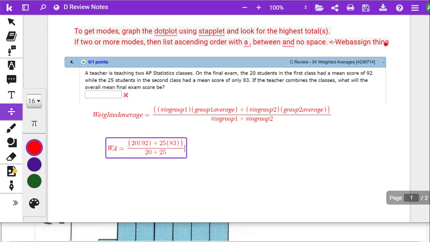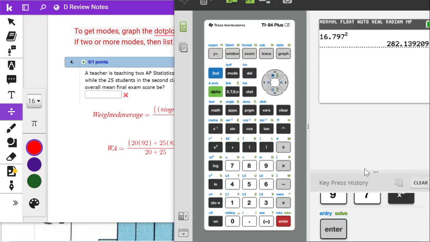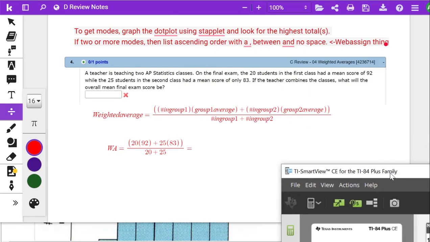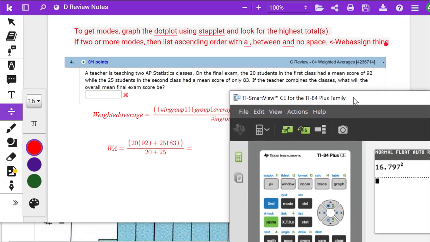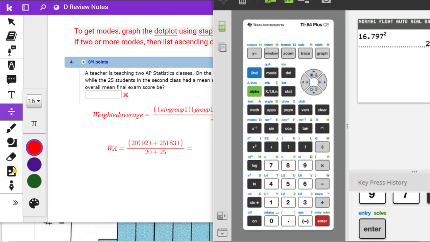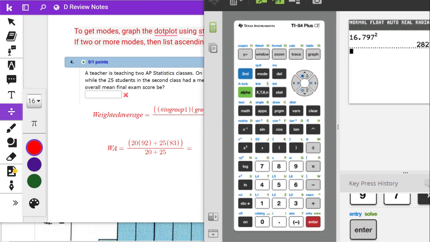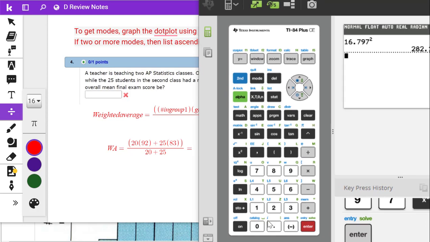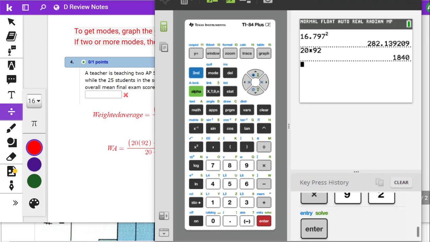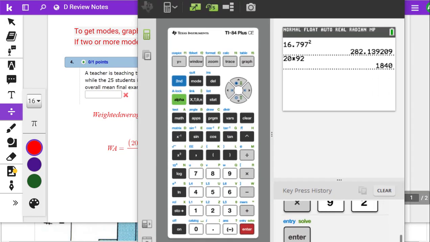I'm going to recommend, the most common error that comes up here is really a calculator issue. So I'm going to grab my calculator, because you might be tempted to just do things like 25 times 92 plus 25 times 83, and you're going to miss a parentheses. If you do parentheses like I did, it'll be fine, but a lot of you don't. So I would do 20 times 92, right? Enter. Figure out your top things, and then the other one is 25 times 83.